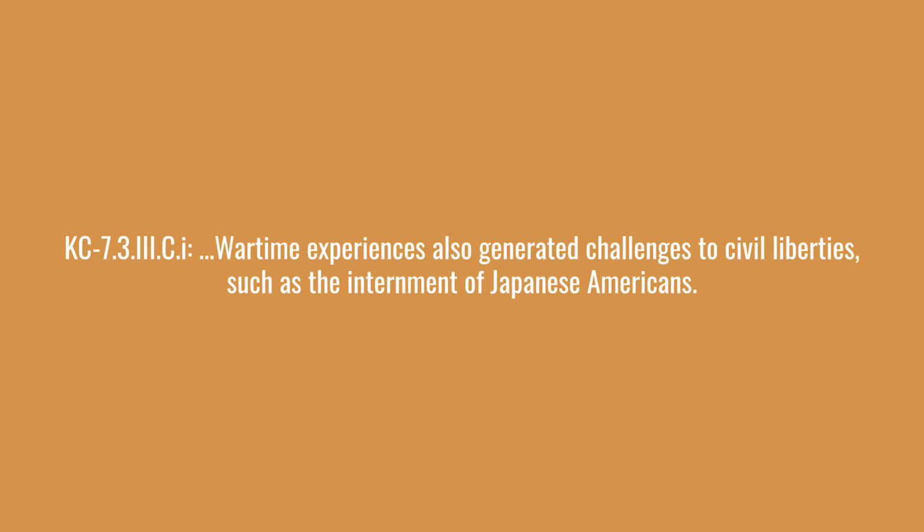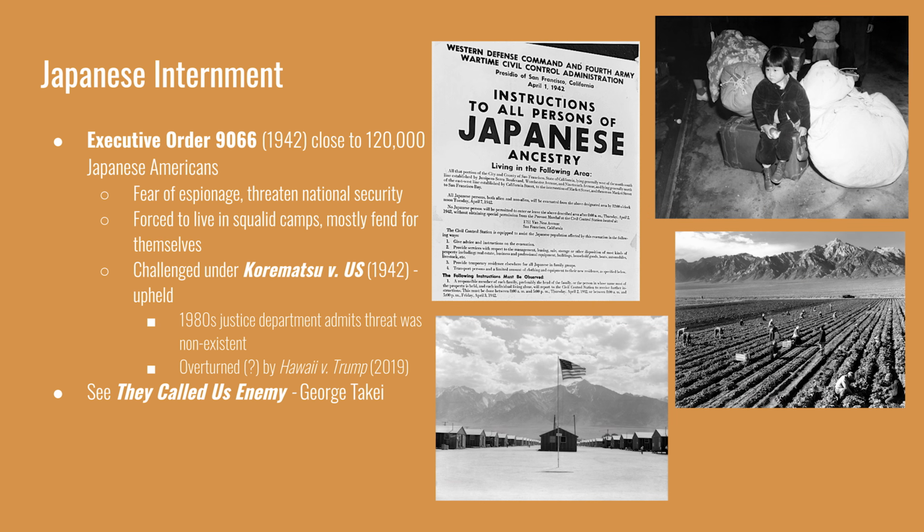The second part of this key concept says, wartime experiences also generated challenges for civil liberties, such as the internment of Japanese Americans. This happens under Executive Order 9066, issued in 1942, on the fear that Japanese Americans were a dangerous fifth column, or a group of people that were working to undermine the war efforts against the Axis powers. It put close to 120,000 Japanese Americans in these internment camps across the West Coast and Southwest.